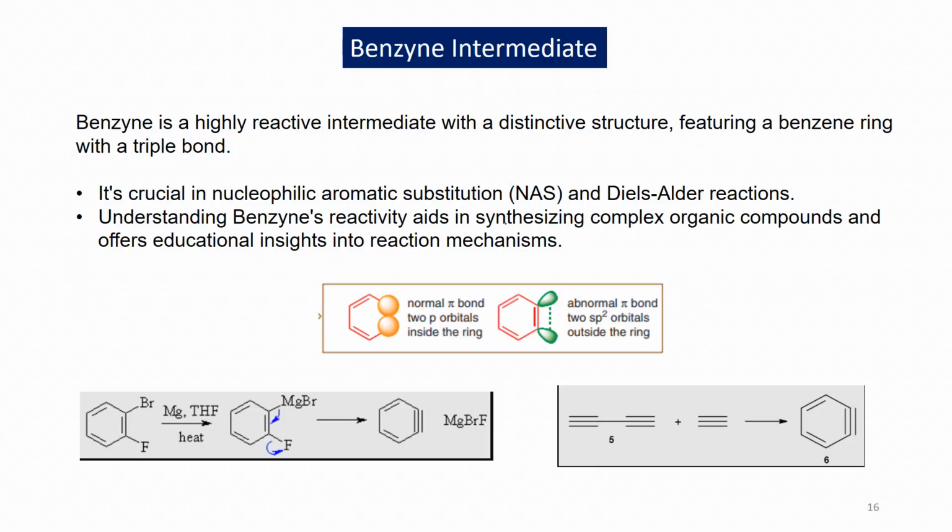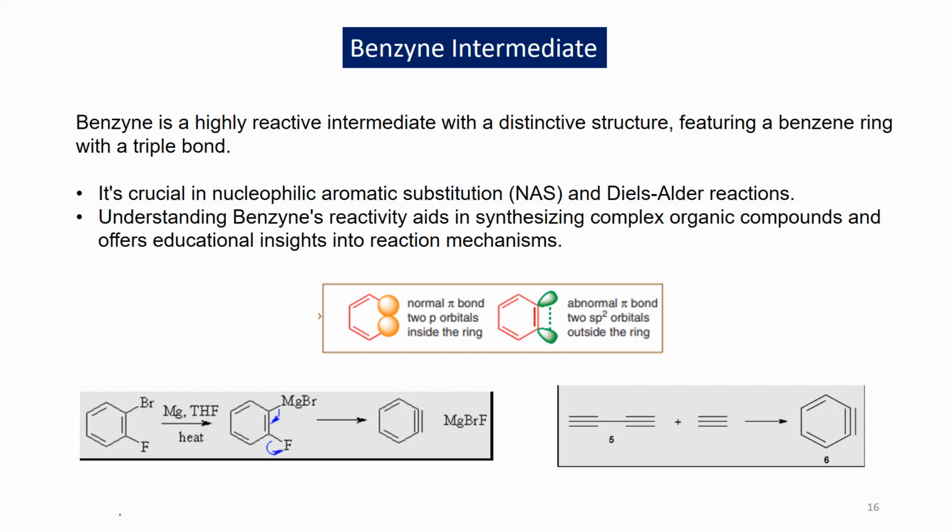So how do we know that a benzyne intermediate is forming in a reaction? Benzyne is a highly reactive intermediate. Recently benzyne chemistry has become very famous, and some scientists are working on this chemistry. Benzyne is a highly reactive intermediate with a distinctive structure featuring a benzene ring with a triple bond. It is crucial in nucleophilic aromatic substitution and Diels-Alder reactions. Understanding benzyne's reactivity aids in synthesizing complex organic compounds and offers educational insights into the reaction mechanism.